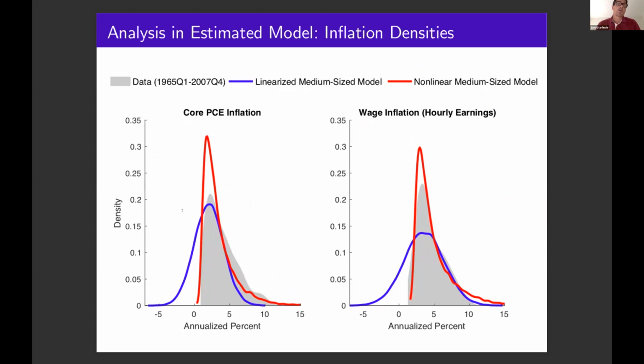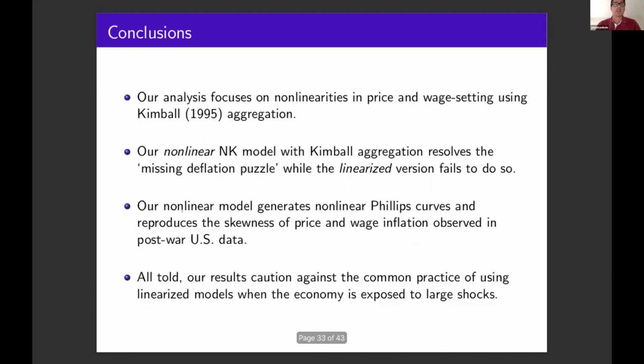And that goes for both core PCE inflation, as you see, that's the red line, matches the gray area very well, and the blue line is the symmetric, the linearized model, which has notable mass below zero. Same is true for hourly earnings. So we think that it's interesting to think more about the nonlinearities in price setting, especially when the economy is exposed to large shocks. Thank you very much.